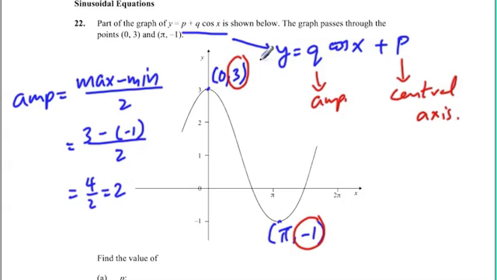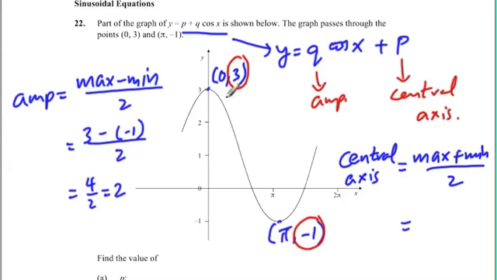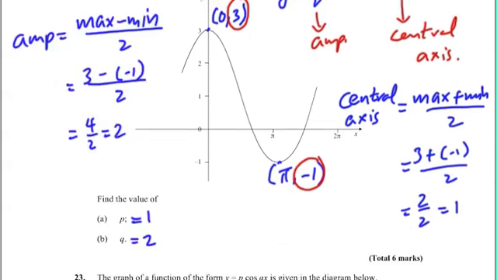Okay. Now let's deal with the central axis. If you recall, the equation for the central axis is equal to the max plus min divided by 2, which is 3 plus negative 1 divided by 2, so it's 2 over 2, which is equal to 1. So p in this case is equal to 1, because it's the central axis. So always try to rearrange it if you can; personally, it just makes it easier to understand. All right, we're done with 22, let's go to 23.